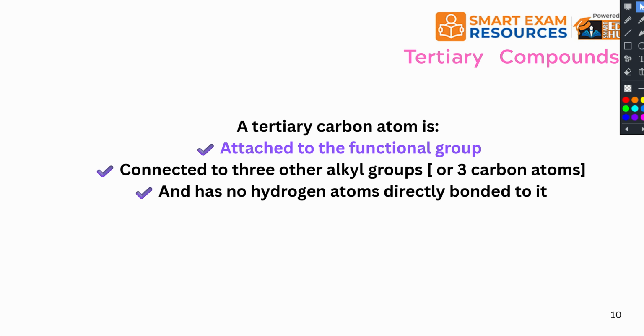So here is the summary of a tertiary compound. It says that the tertiary carbon atom should be attached to the functional group, and if it is attached to the functional group, then it is only attached to 3 other carbon atoms, and it has no hydrogen atoms directly bonded to it.